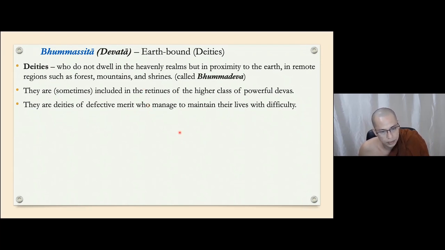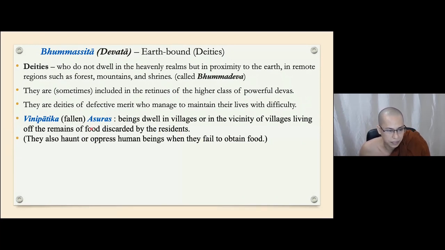And also another type of being is the Vinipatika Asura, the fallen Asura. Sometimes people misunderstand this, because it is difficult to identify. You know, a Deva must be full of happiness and brilliance, with a mansion, etc. But actually, the place is not that beautiful. So sometimes people misunderstand that he is an Asura or Vinipatika Peta or something. These two types of beings are very complicated, not easy for an ordinary person to identify.